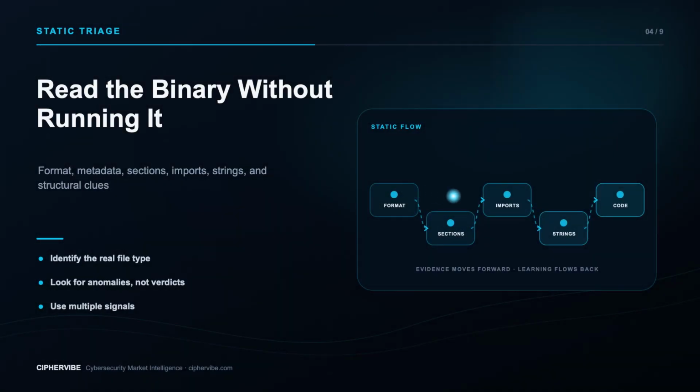Static analysis begins with identity. Determine the file format from its structure, not its extension. Record architecture, compilation clues, size, signatures, hashes, and container relationships. For a portable executable, inspect headers, section names, permissions, sizes, entry point, imports, exports, resources, and debug information. Unusual section entropy, executable writable memory, a tiny import table, or a suspicious entry point may suggest packing, but no single clue proves maliciousness. Extract ASCII and Unicode strings, then classify them.